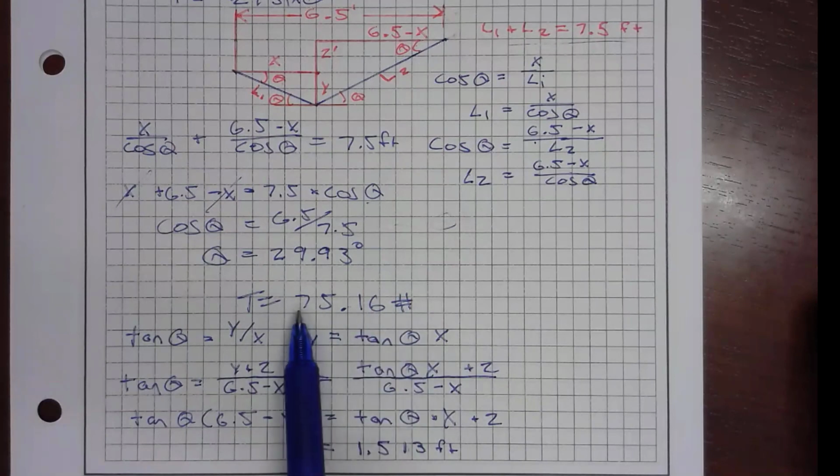So again, to recap, the tension in my cable is 75.16, or if we report it to 3 significant digits, 75.2. And x is 1.513 feet, or again, reporting it to 3 significant digits, 1.51 feet.